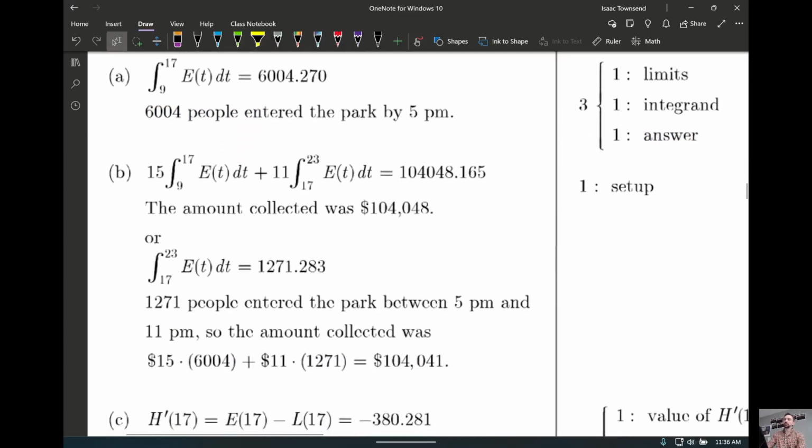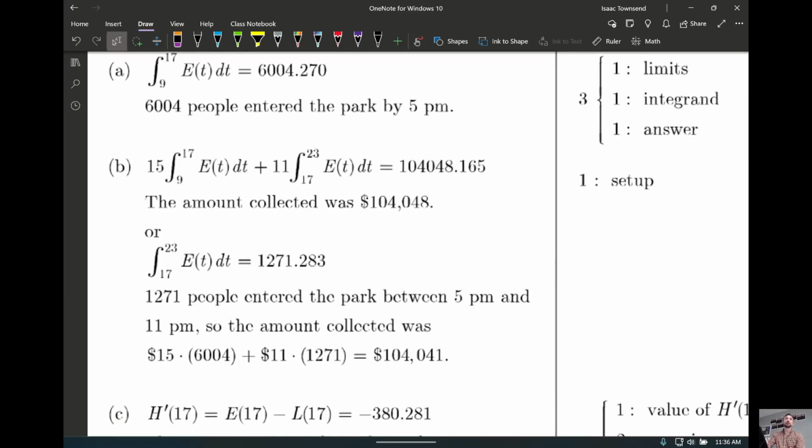My guess would be on part B, I probably spent quite a bit of time on here, and based on their scoring, my guess is that probably a lot of people really struggled with part B and getting the correct answer in part B. So sometimes they make some adjustments after they see that. So part B was only worth 1 point, and it was just for this setup. Basically $15 times the number of people that enter between 9 and 17, and then $11 for everybody that enters from 17 to 23.